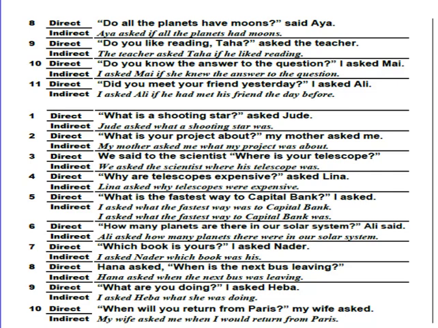Number 6, "How many planets are there in our solar system?" Ali said. Ali asked how many planets there were in our solar system. "Which book is yours?" I asked Nader. I asked Nader which book was his. Hannah asked, "When is the next bus leaving?" Hannah asked when the next bus was leaving. "What are you doing?" I asked Heba. I asked Heba what she was doing.